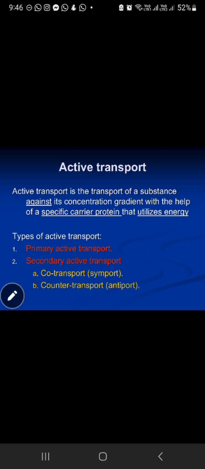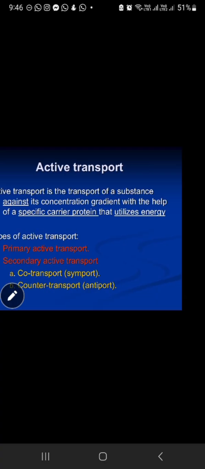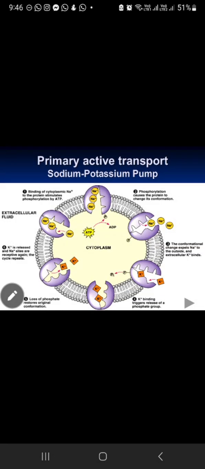What is the difference between primary and secondary? The secondary doesn't only need what we mentioned, the carrier protein and energy. It also needs another substance to be transported with it, co-transported or counter-transported. We will talk about that in a minute.